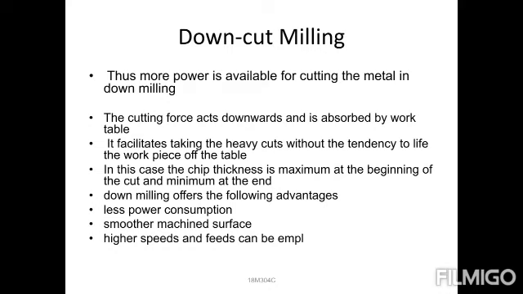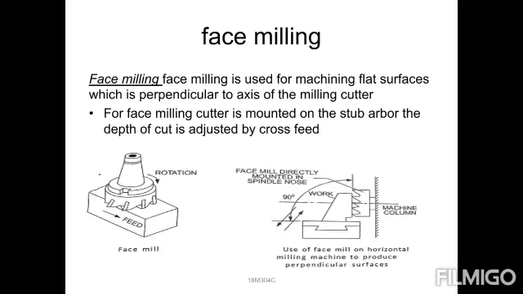So what are the advantages? Less power consumption is required, smoother machined surfaces are obtained, and higher feeds can be applied. So these are up milling and down milling. Next one is face milling. In the last class we discussed face milling.